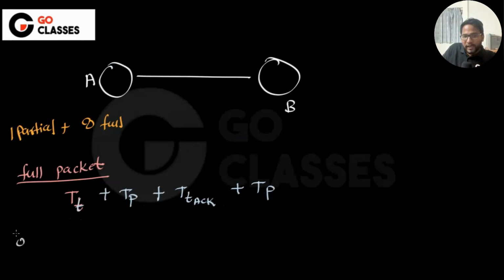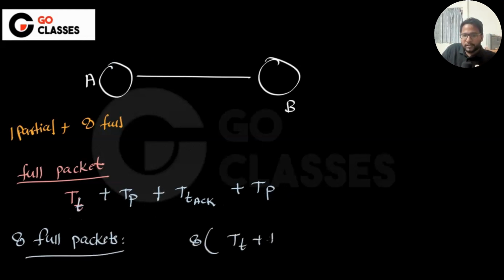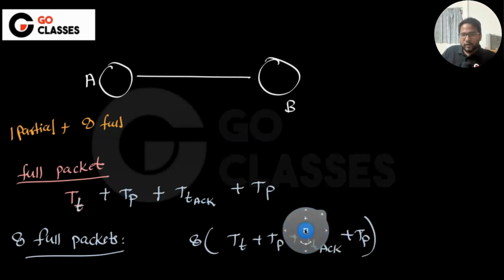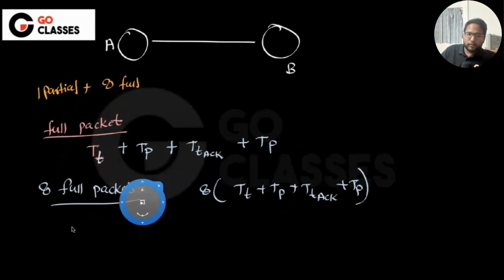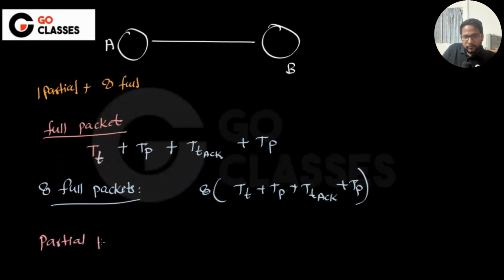So for 8 full packets, you will be taking 8 into this much time: TT plus TP plus TTACK plus TP. Is this fine? Now let's calculate for the partial packet how much time you will be taking, and you can easily calculate it.